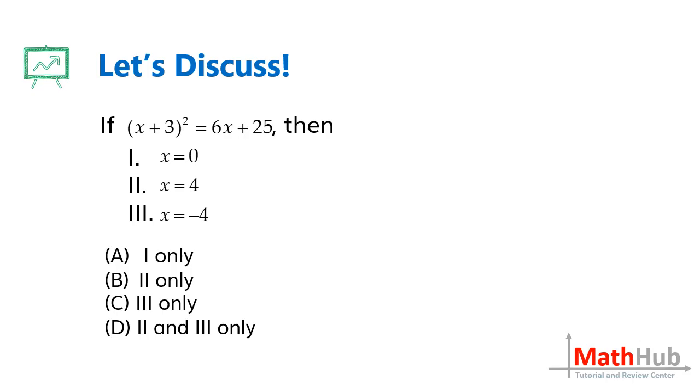Okay? So let's discuss this example. We have a quadratic equation here, and we need to find the values of x. You can actually solve this, but for me, what I will just do is substitute, since the choices are nice. What I mean by nice is, it's just 0, 4, or negative 4.